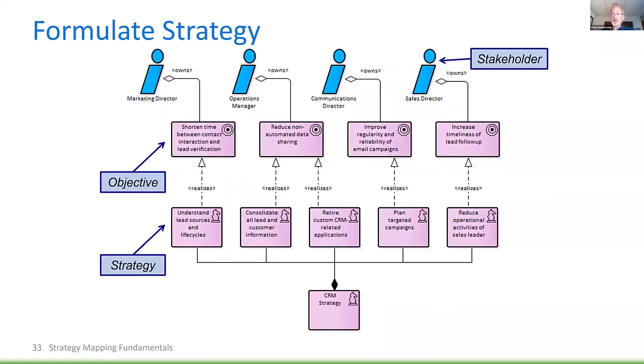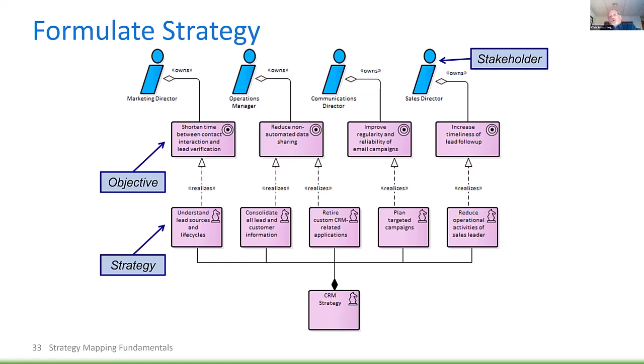But then what we want to do is, again, formulate that strategy. So this is the actual strategy map, or an example of one based on BizBot best practice. So we have the stakeholders at the top: marketing director, operations manager, sales director. We can see the objectives they own and are responsible for. And these are the same four boxes we saw in the previous diagram.